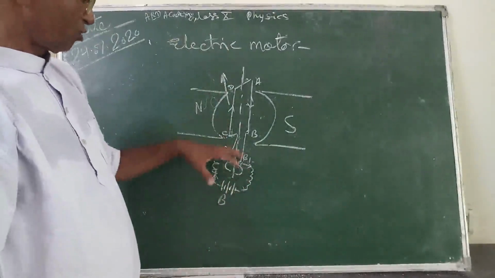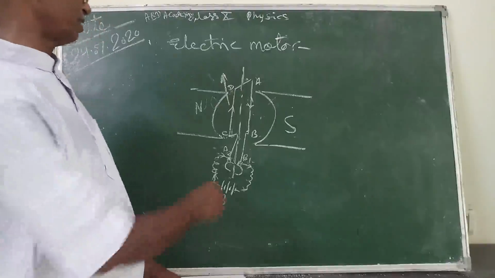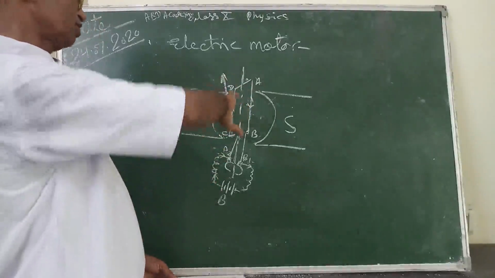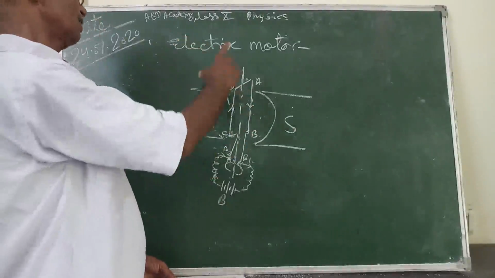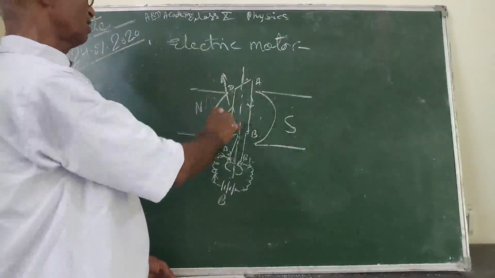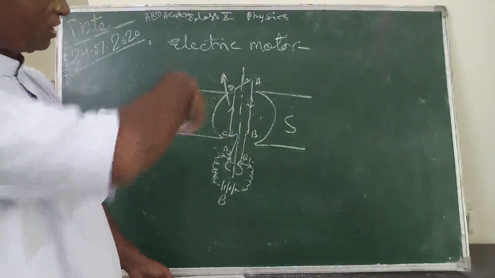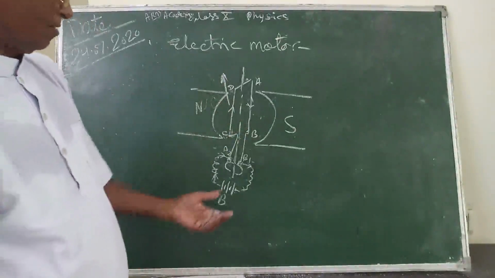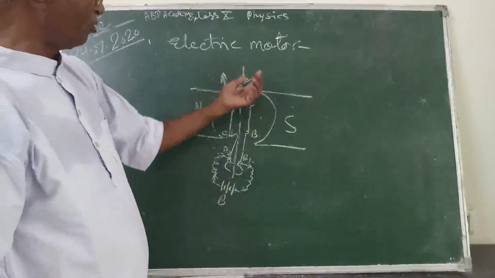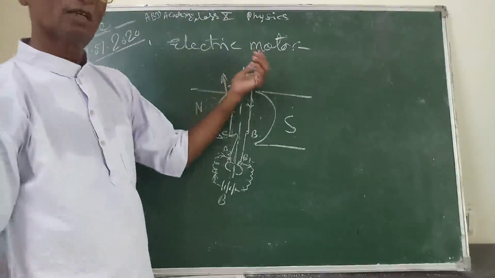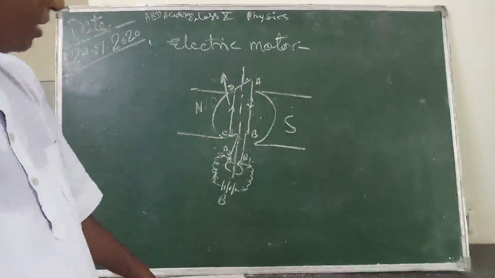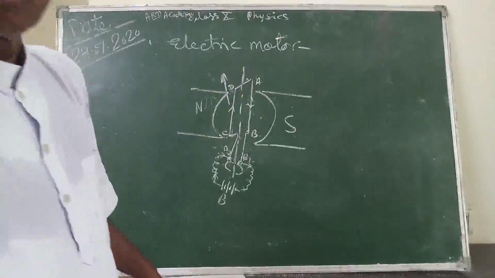Similarly, the process is repeated further and further, and this ABCD coil, due to the current carried in the coil and due to the presence of this strong magnet, rotates in the clockwise direction. When the axle of the motor is connected to something, it works, and electrical energy is converted to mechanical energy.